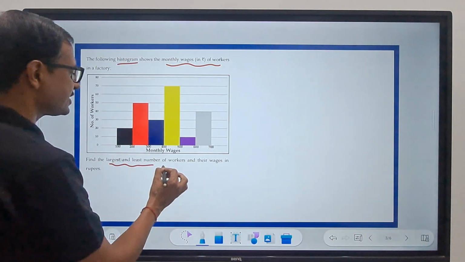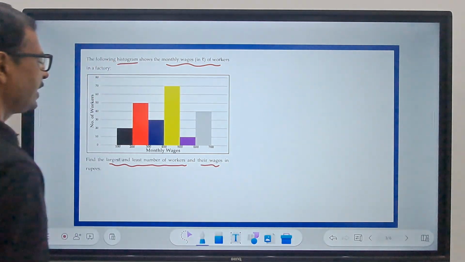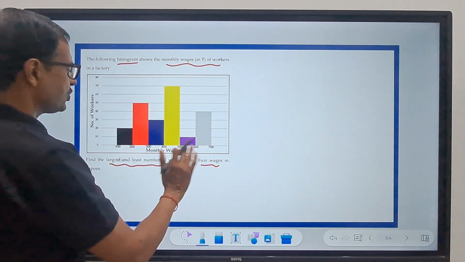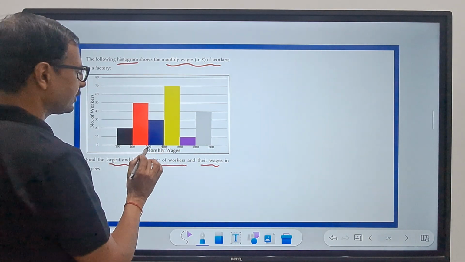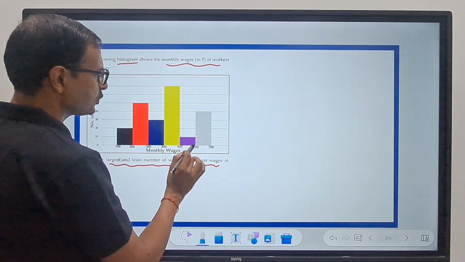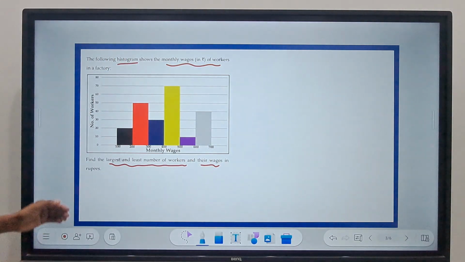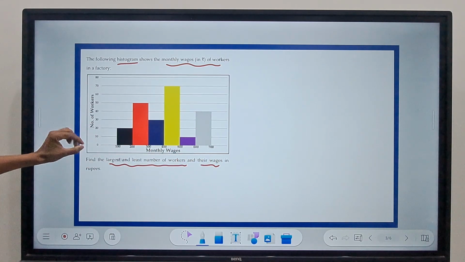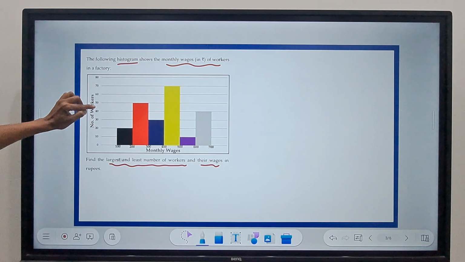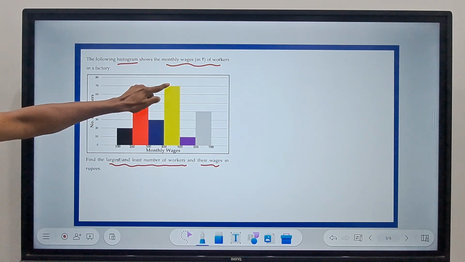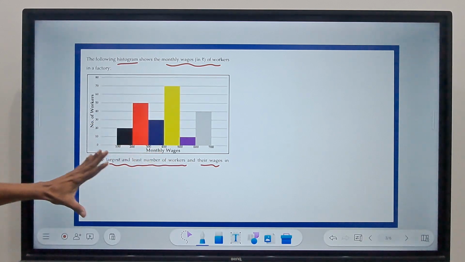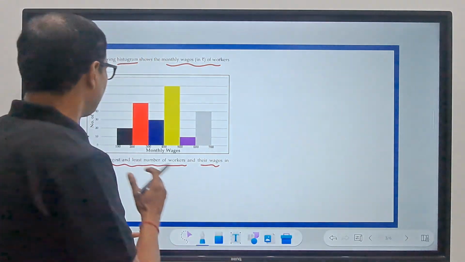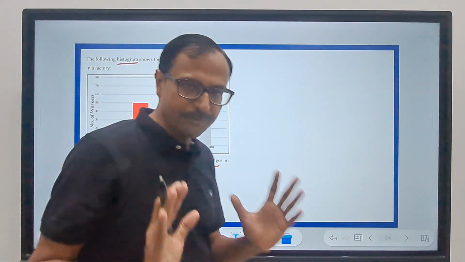Find the largest and least number of workers and their wages in rupees. The monthly wages are mentioned as 100 to 200, 200 to 300, 300 to 400, 400 to 500, 500 to 600 and 600 to 700. So they are intervals in which the wages lie, and the number of workers are 0, 10, 20, 30, 40, 50, 60, 70, and the highest one is only up to 70. So you should know that the x-axis represents the monthly wages in intervals and the y-axis represents the number of workers.